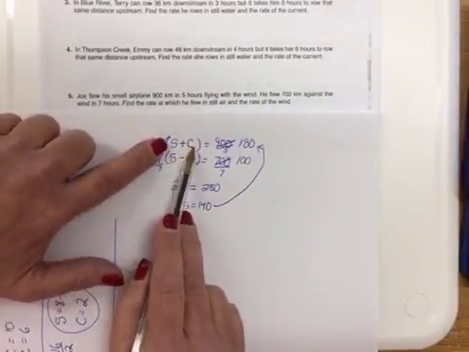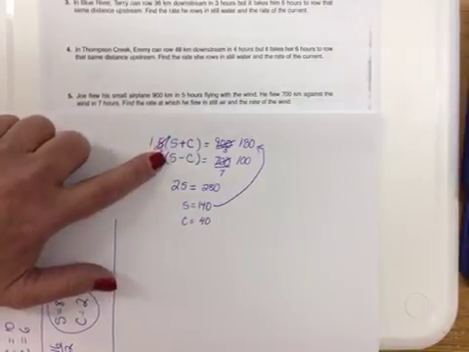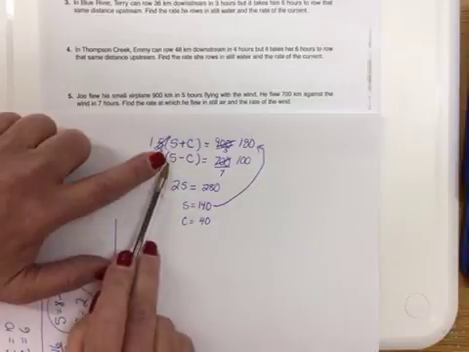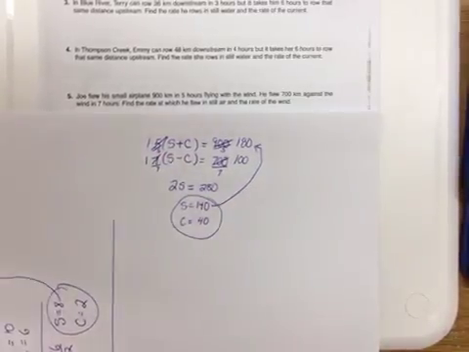140 plus what equals 180? Well, most of us can figure out that's 40. Nerd time, check it. 140 minus 40 is 100. So those are my two answers.